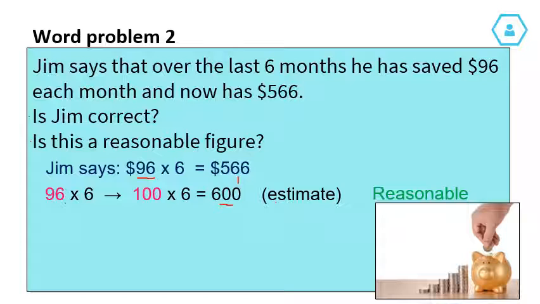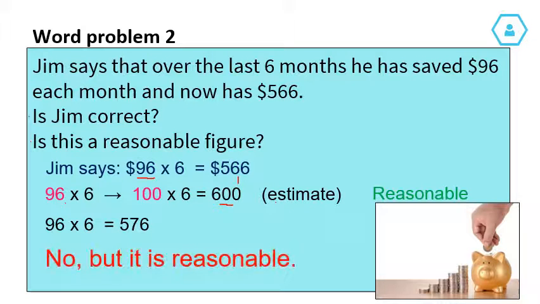So we put it into the calculator, or we've used a written strategy or a mental strategy, and we've double checked it, and this is the answer we've come up with. 96 times 6 equals, or has a product of, 576. So it's not correct, but it is reasonable. Jim is just off by $10. So it is quite reasonable to say he's in the realm of $566. He hasn't got it precisely correct, so he's not correct, but he is fairly reasonable.